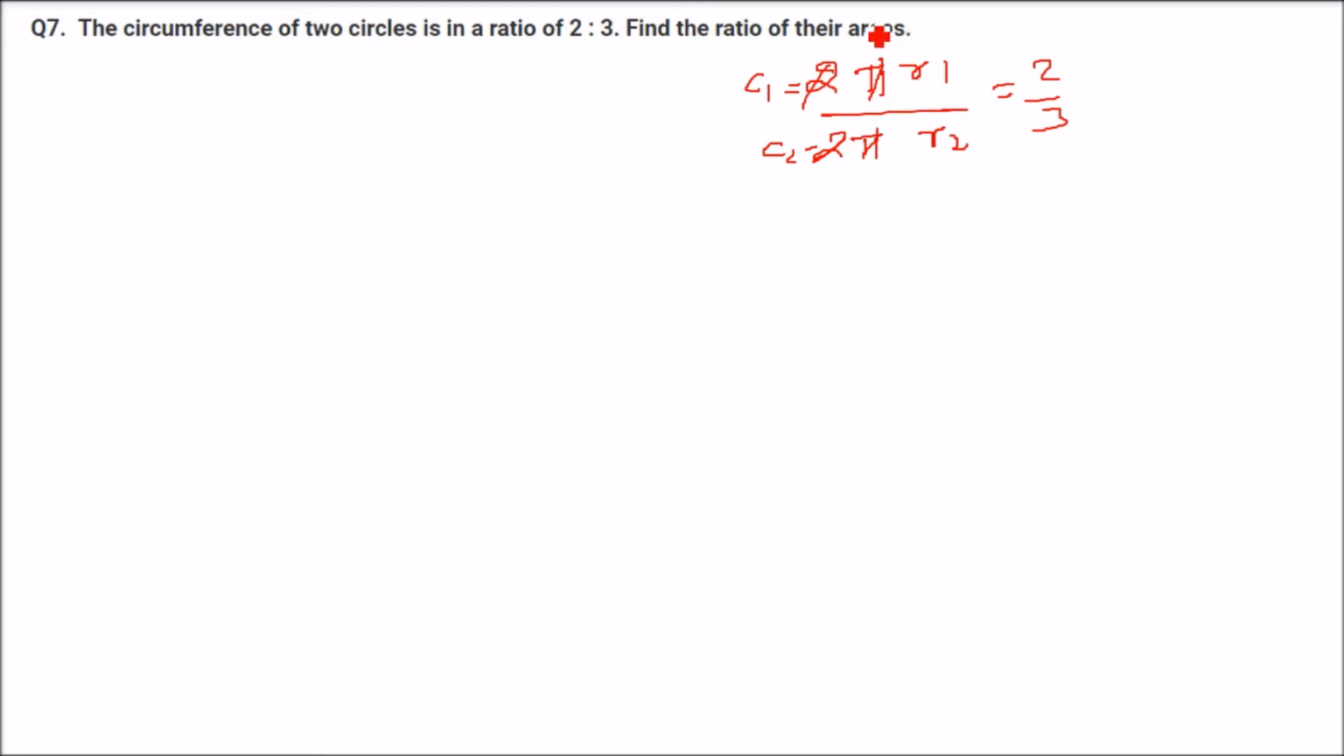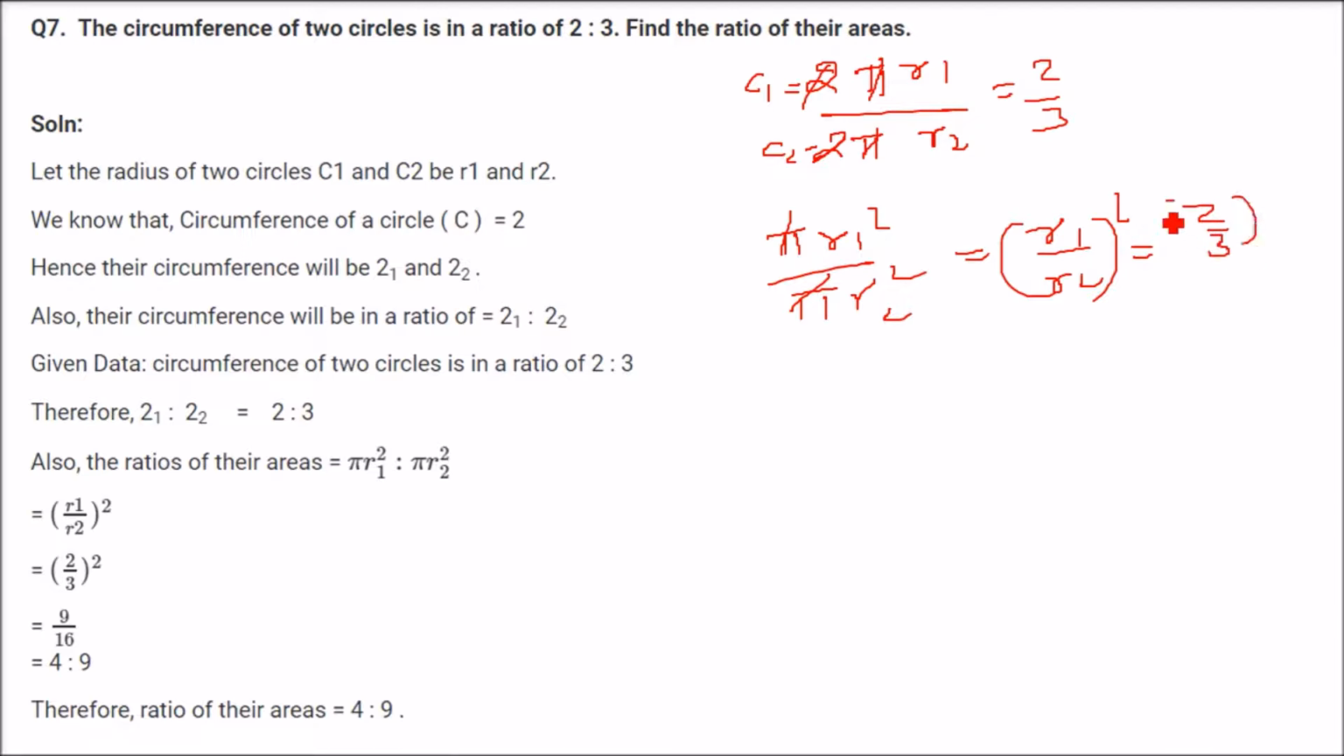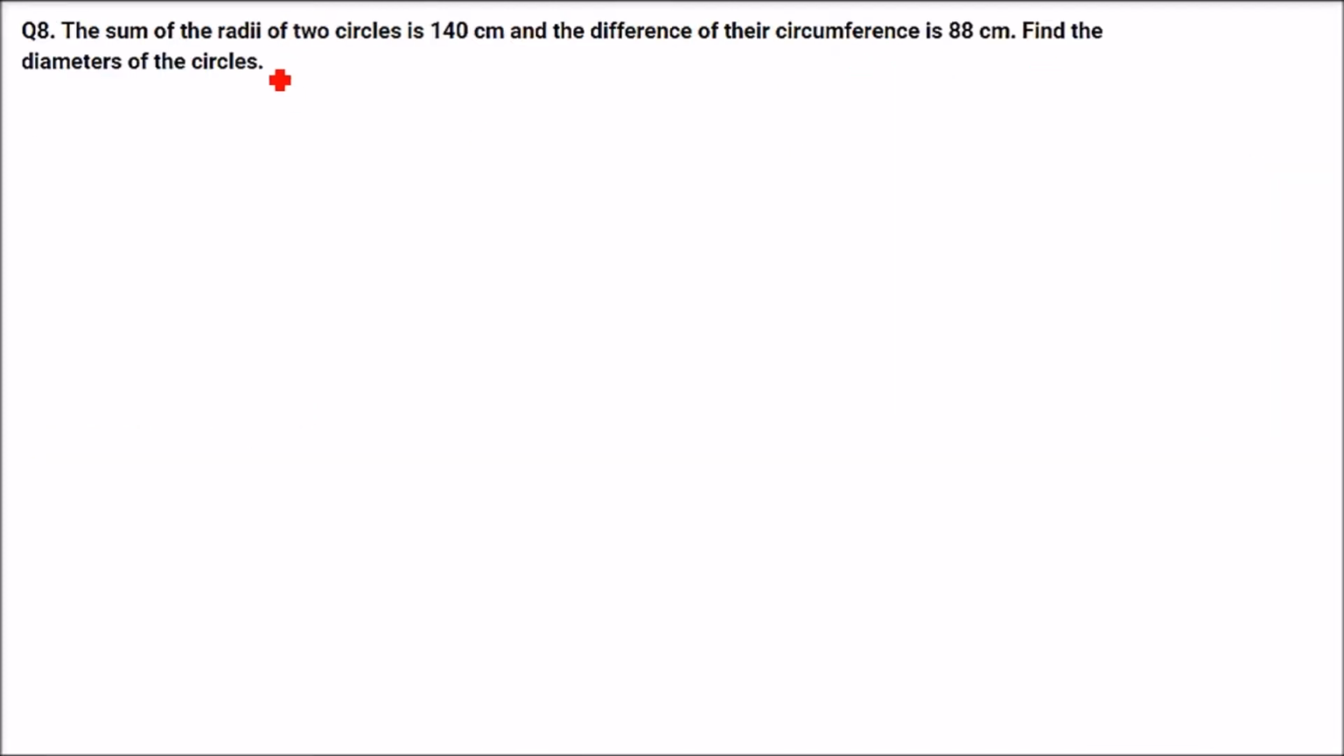Now we have to find the ratio of their areas. So the ratio of their areas is nothing but pi r1 square by pi r2 square. Now the pi cancels, so we have to find r1 by r2 whole square. But we know r1 by r2 is 2 by 3. So I just take the square. This is going to be 4 by 9. So the ratio of their areas will be 4:9. This is the answer.